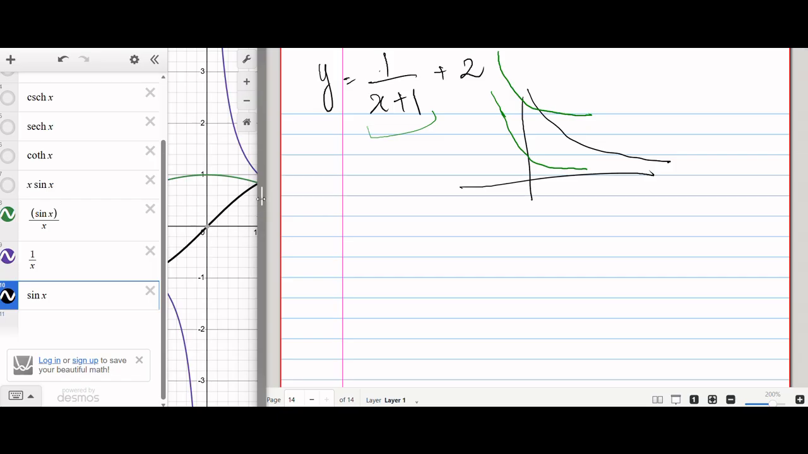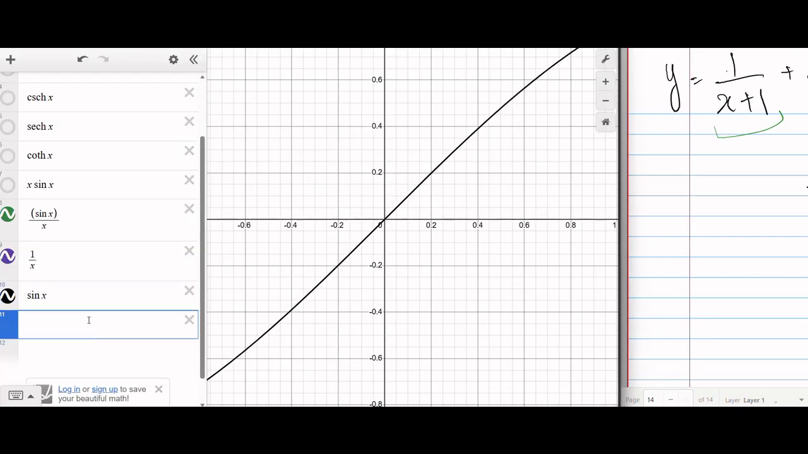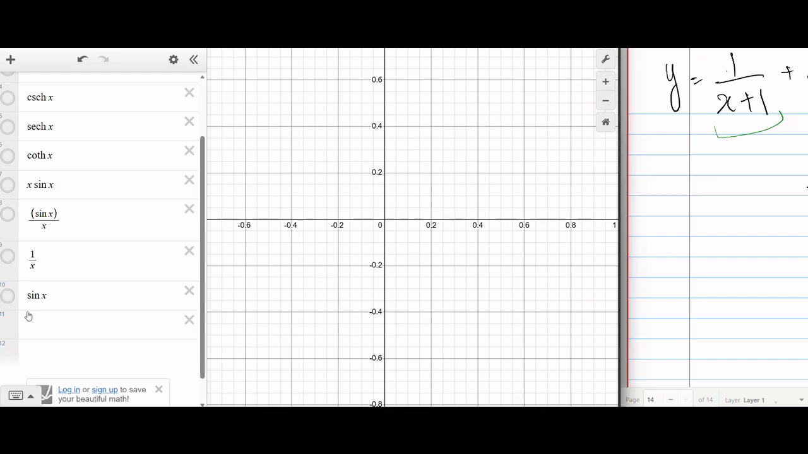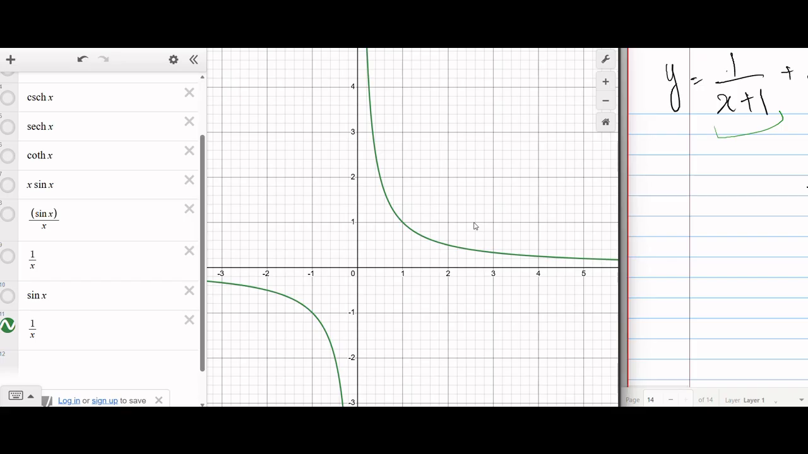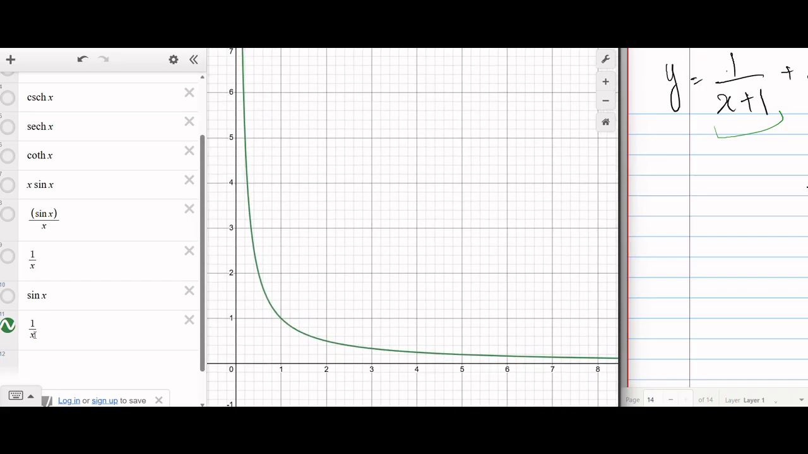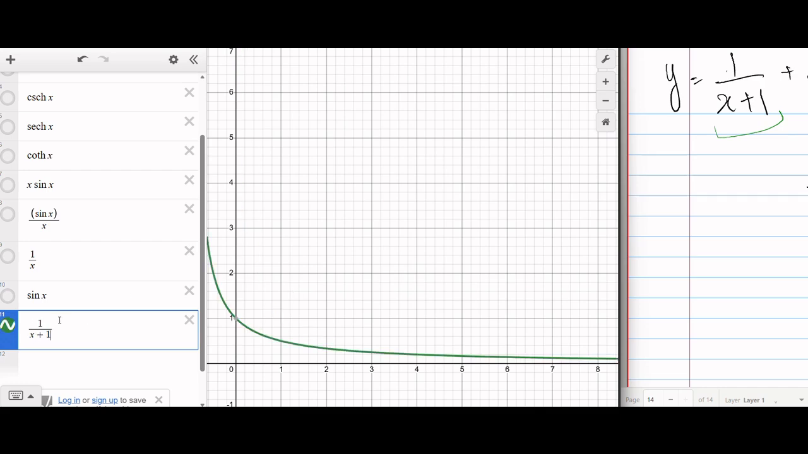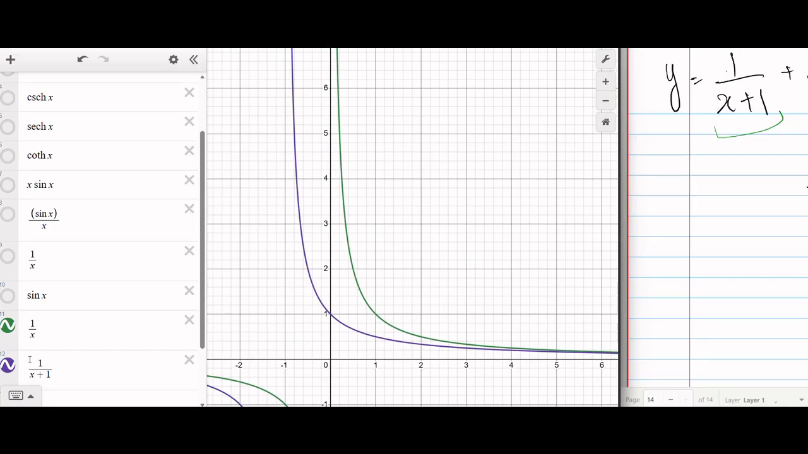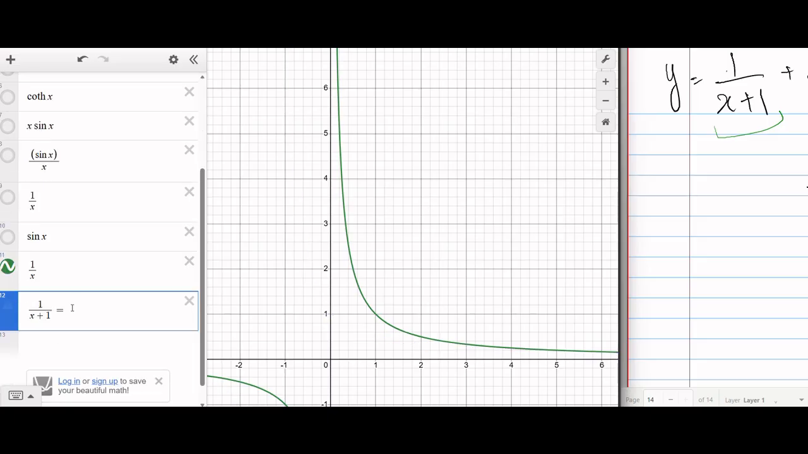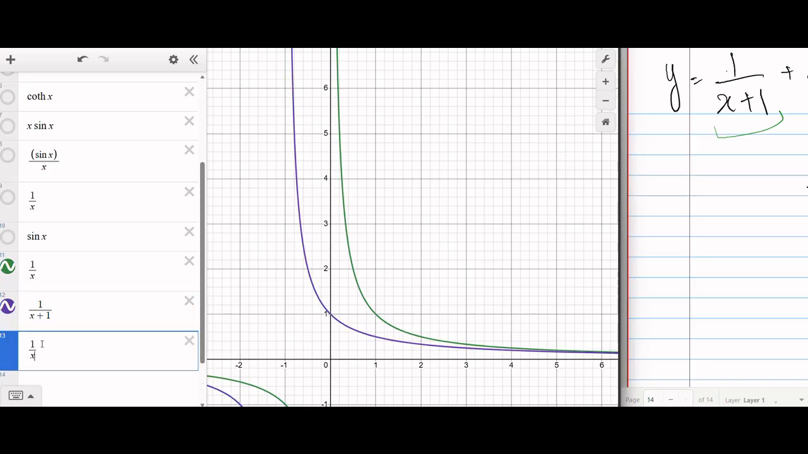Okay, let's plot this in Desmos to make things easy, so we'll just switch them off. What is 1 by x? This is 1 by x. This will just take the first quadrant. What is 1 by x plus 1? We'll make another plot. Okay, so it just got shifted to the left, right? Now what is 1 by x plus 1 plus 2? See, the purple plot just went up by 2 units.